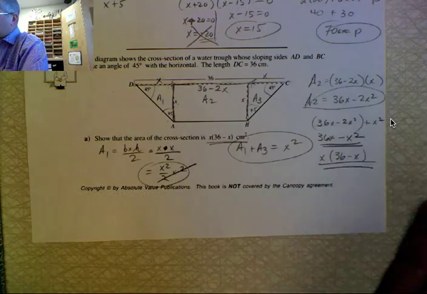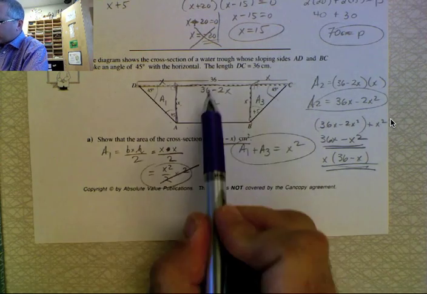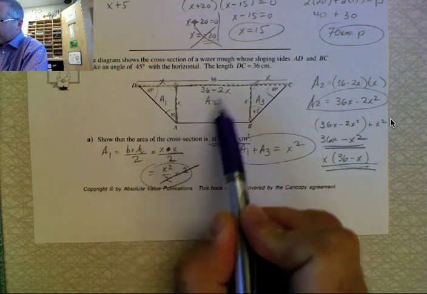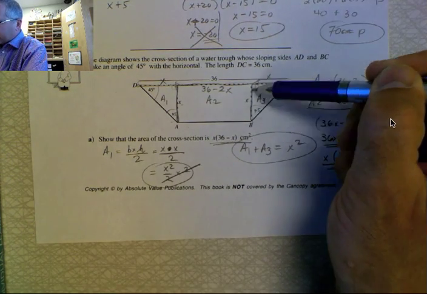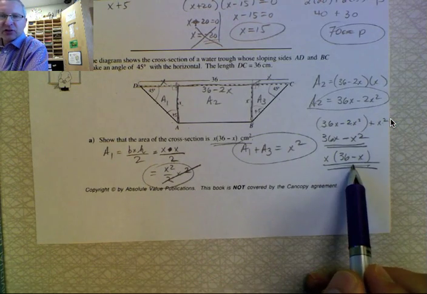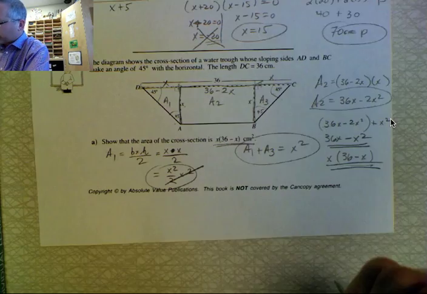Why would you want to generalize a formula for the area of this trough? Well, if I change the dimensions of the trough, if I make this something other than 36, and I add a value or I change x, then I can just use this formula to figure out the area of the new trough that I'm working with.